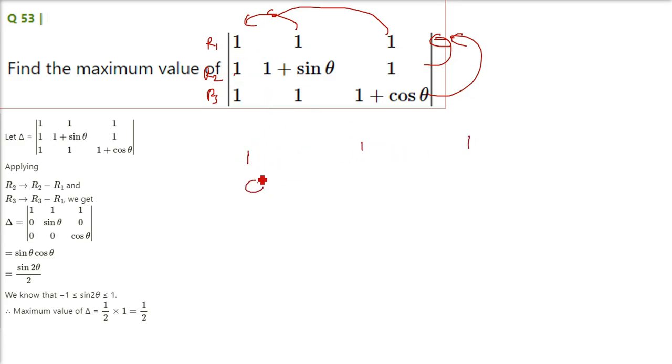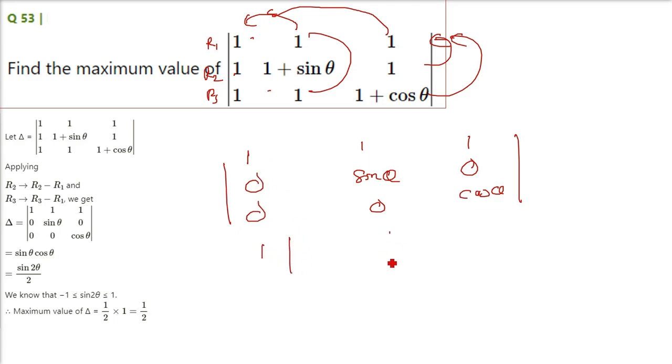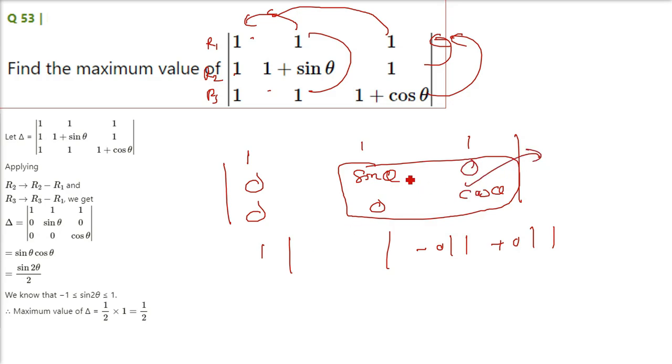So I am writing the first row, and subtracting the first row from the second row. Similarly, the subtraction of R3 minus R1 will give you 0, 0 and cos theta. Okay. Now just open it using the first column. So it will be 1 into something minus 0 and plus 0 into something. So it will be this one, sin theta 0, 0 cos theta. So it will be sin theta cos theta simply, minus 0. So it will be sin theta cos theta.